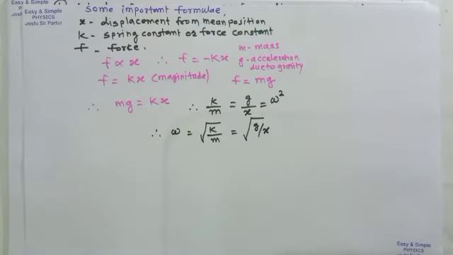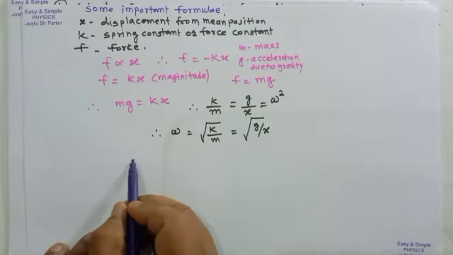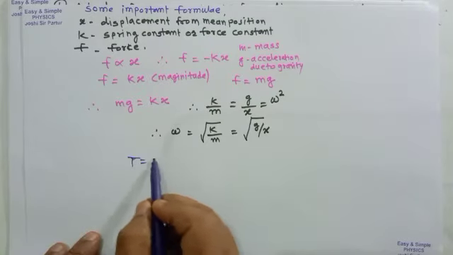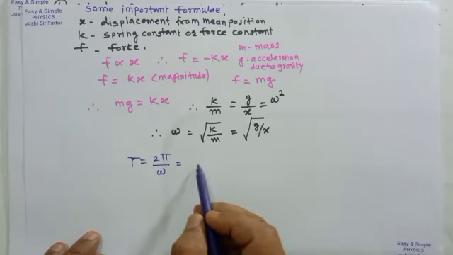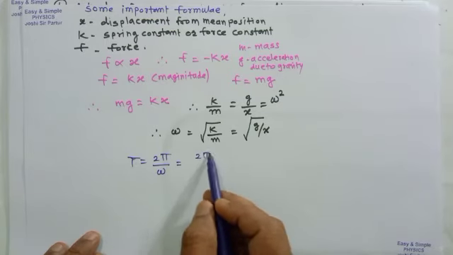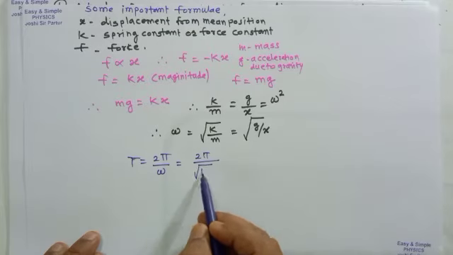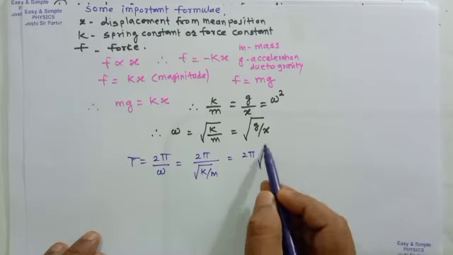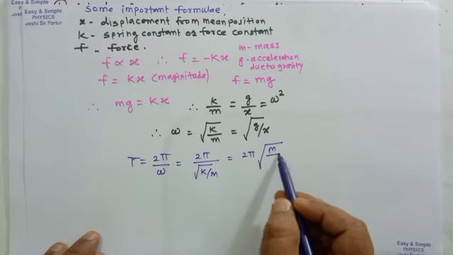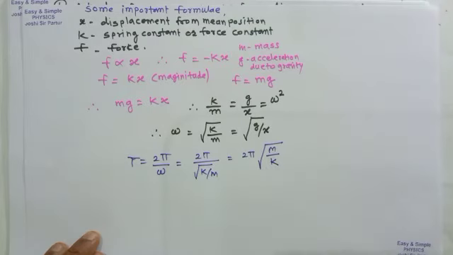We know the formula for time period. So formula for time period, capital T is equal to 2 pi upon omega. If we substitute the value of omega, it will be 2 pi upon square root of k upon m, which is written as 2 pi square root of m upon k. That will be the time period for simple harmonic motion.